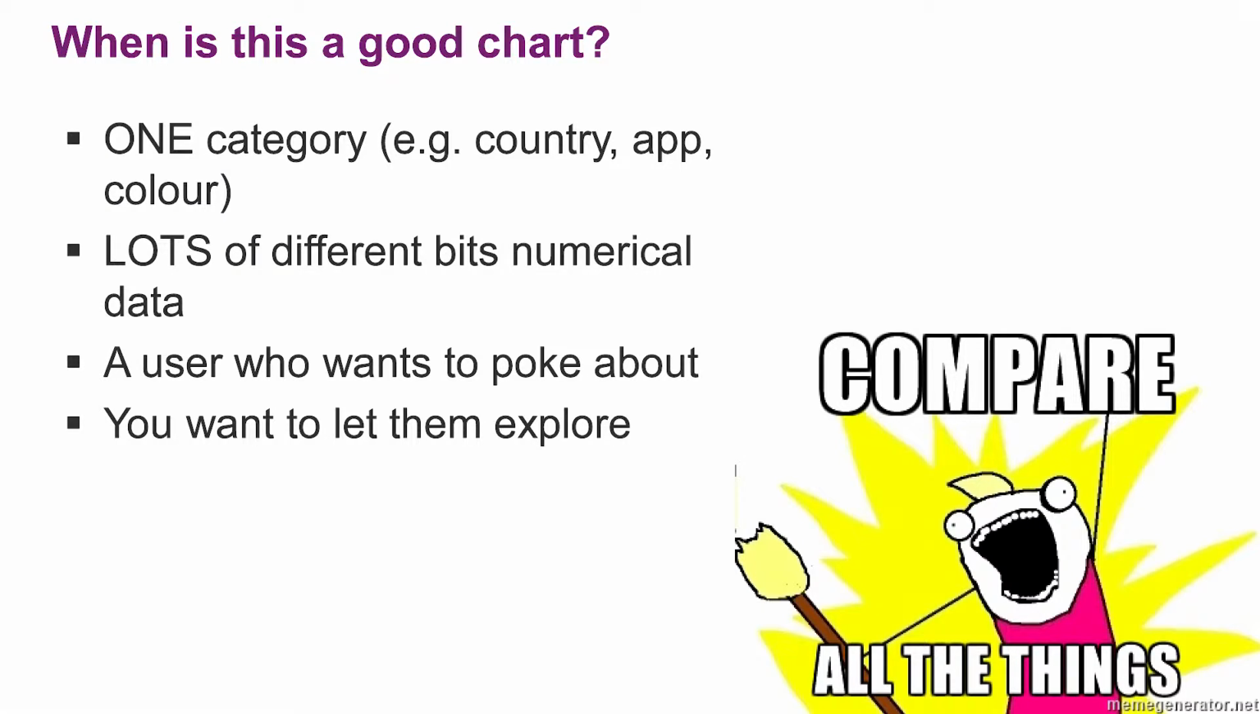So you've got one category. The kind of categories that I would have in my regular life are like countries or people using different apps, that kind of thing. And then you've got lots and lots of different bits of numerical data, and you've got maybe a product manager or someone who wants to just poke about and look at stuff. And you're like, okay, here you go, explore. Find something good, and then I will investigate once you find something.